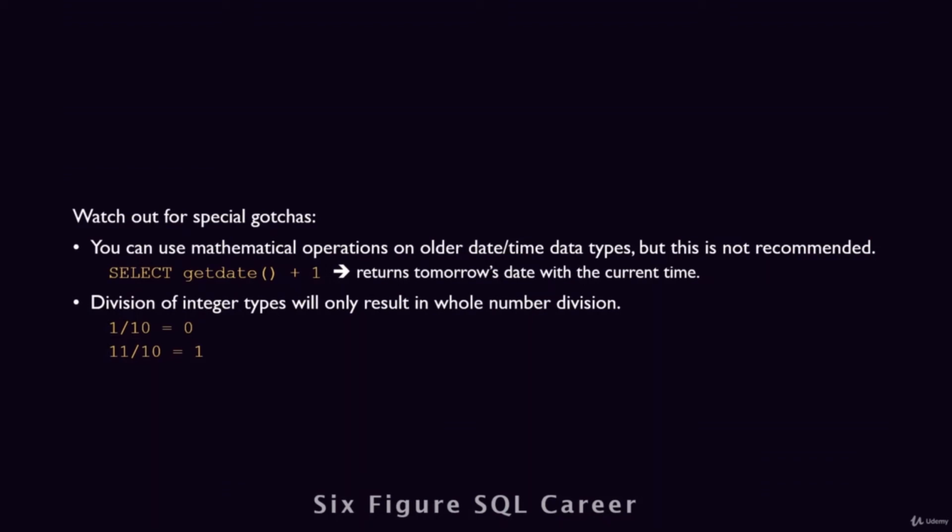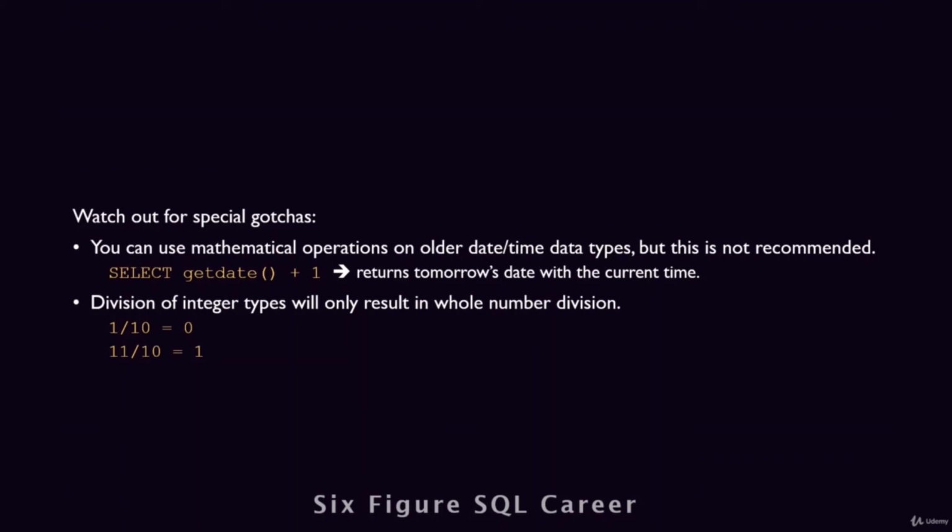There are a few special gotchas when working with expressions. First, with some of the older date and time data types, you can actually use mathematical operations in order to calculate a new date and time data type. However, this is not recommended. In the example below, I've given a select getDate plus 1. GetDate is a function which returns the current date and time. If I add plus 1 to this, I will return tomorrow's date with the current time, because getDate gives the current date and then plus 1 advances it by 1 day.